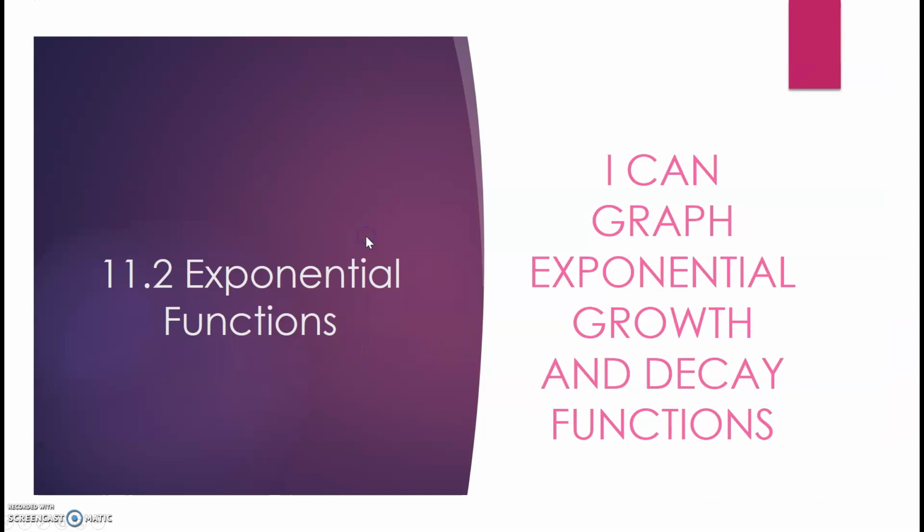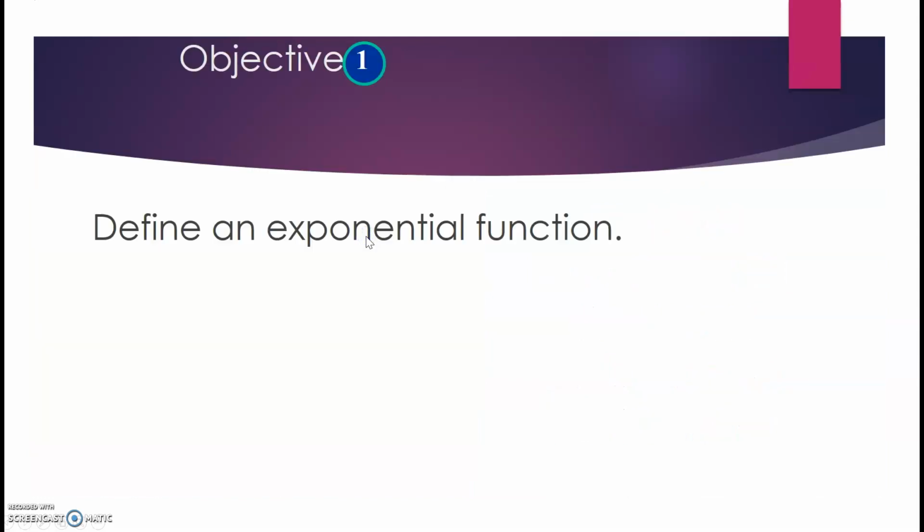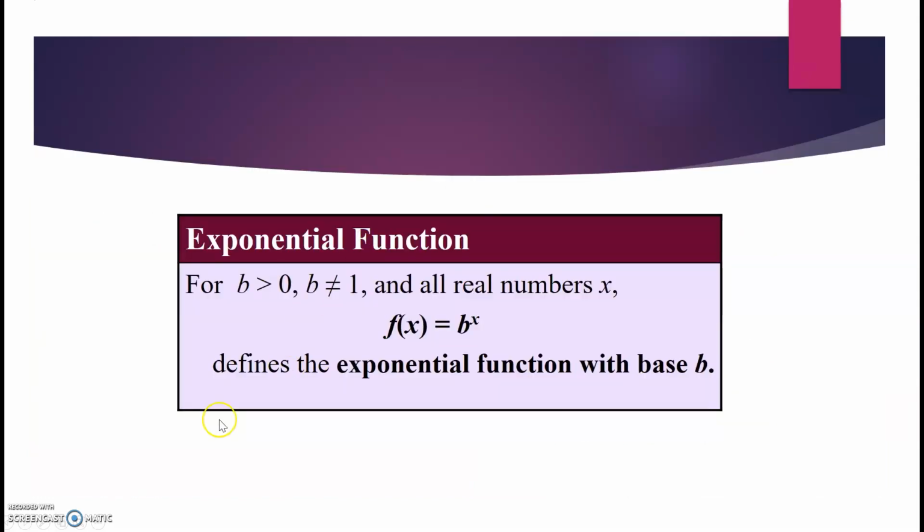All right, so we're going to graph an exponential and then we're going to define an exponential. So essentially what this is saying is that for an exponential function, it has to be greater than 0, which means it can never be negative, the b. So we're looking at the b right here. And it won't equal 1.